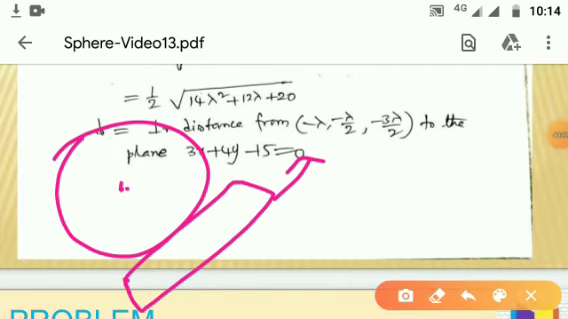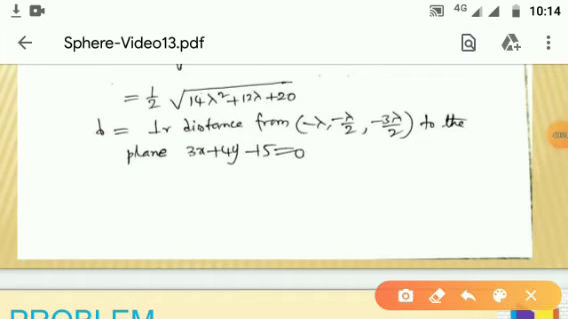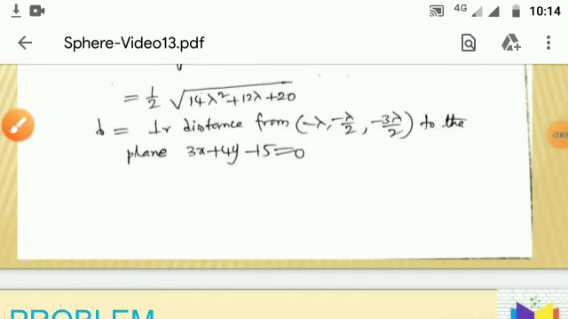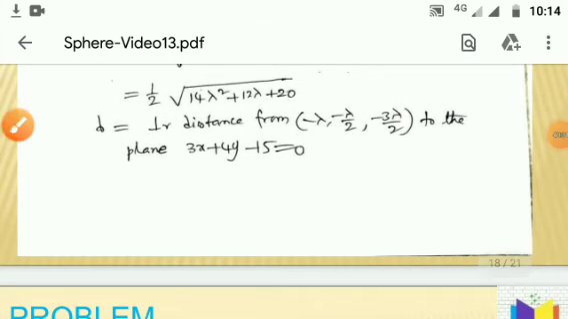So the sphere touches the plane if r is equal to d. Whenever r is the radius of the sphere and d is the perpendicular distance from the center to the plane itself. Therefore d is equal to the perpendicular distance from the center to the plane 3x plus 4y minus 15 is equal to 0. By substituting the values of x, y, by applying the principle to find the perpendicular distance, you will get like this.